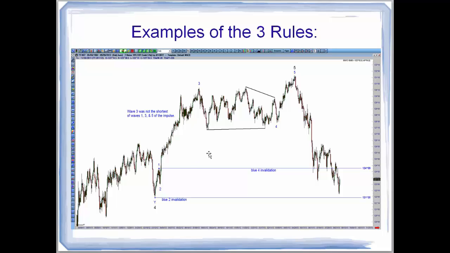Lastly, notice that wave 4 blue did not move down into the price territory of wave 1 blue. By the way, the word invalidation is very important in the wave principle. All well-labeled charts should include invalidation levels, which show where the current labeling would be rendered incorrect.